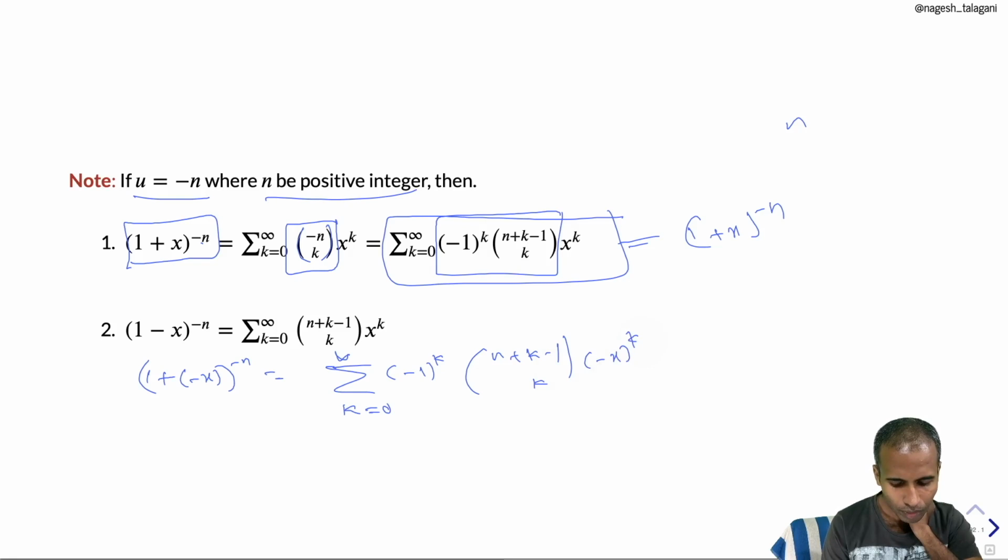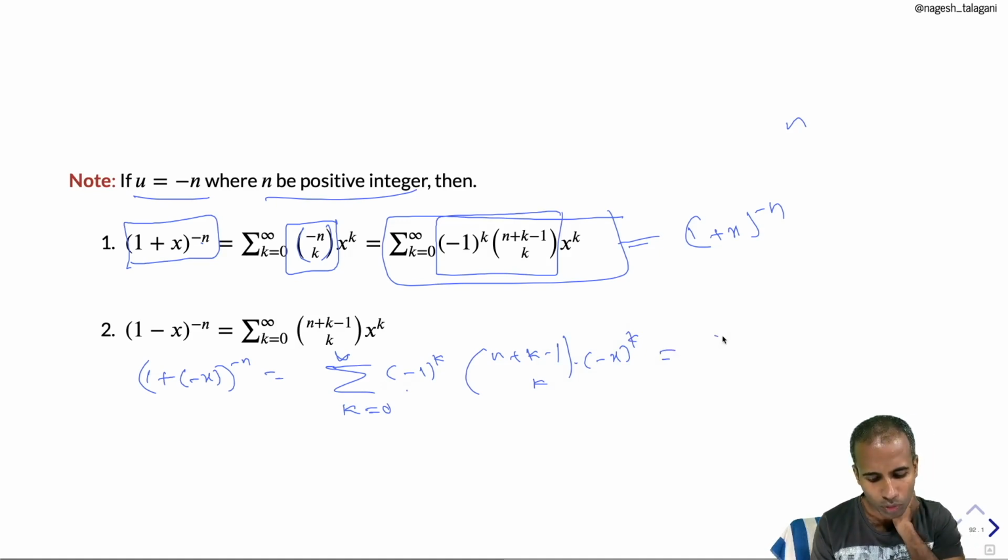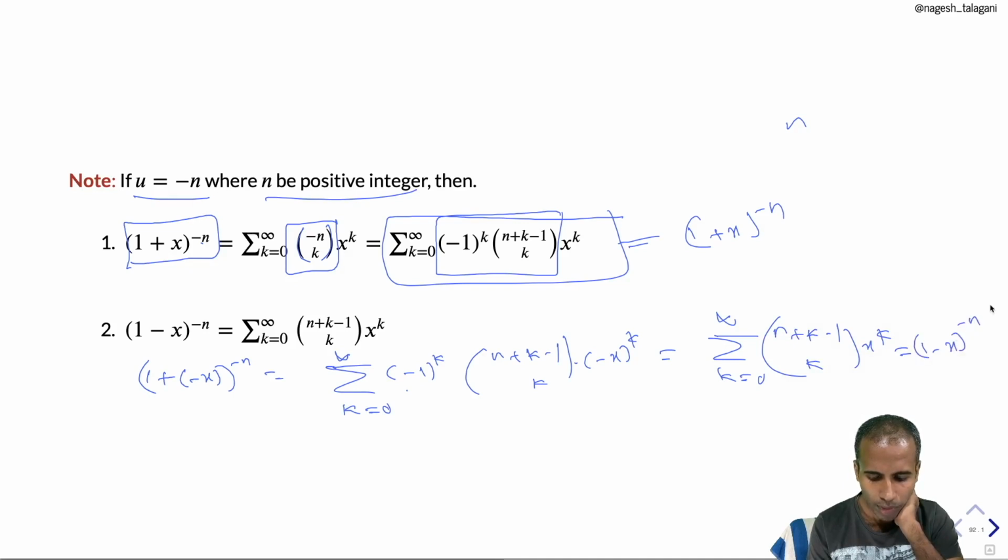Now, if you bring this minus outside, it becomes minus 1 to the power of k times minus 1 to the power of k, which is minus 1 to the power of 2k, always positive. So, summation k equal to 0 to infinity n plus k minus 1 choose k x to the power of k. This is going to be the expansion for 1 minus x whole to the power of minus n. So we will be using this in coming expansions.